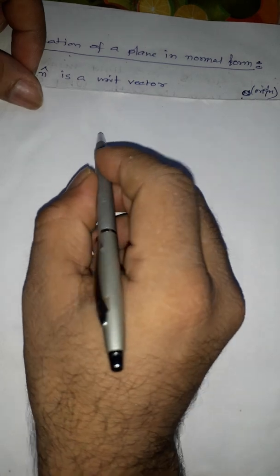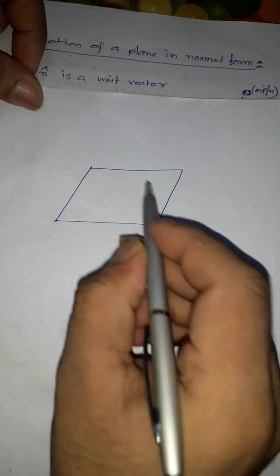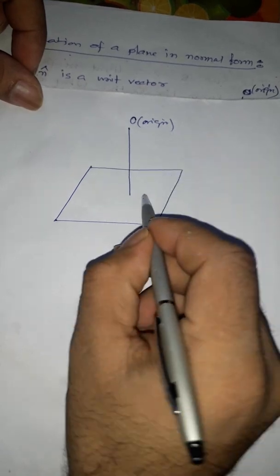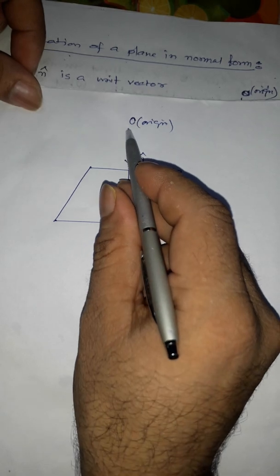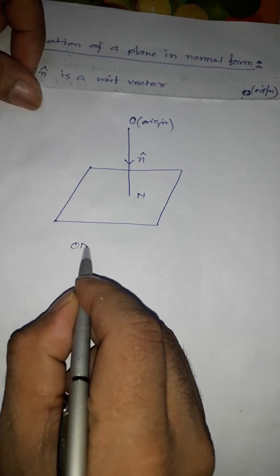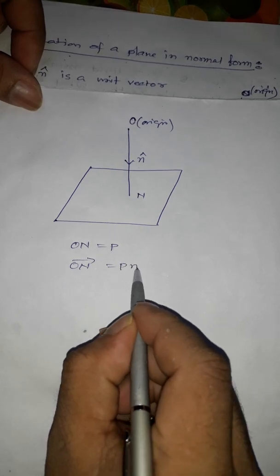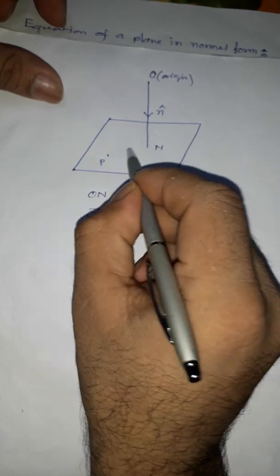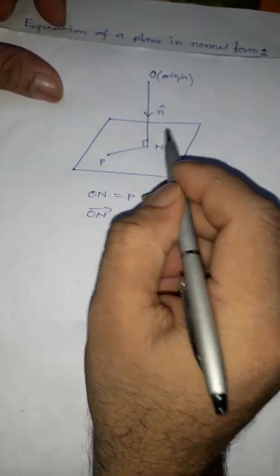So what we have? We have a plane. O is the origin, n cap is the unit vector directed from the origin to the plane, and ON is p. So the ON vector will be p n cap. Now consider P any point on the plane and join it, then this NP and ON vector will be perpendicular.